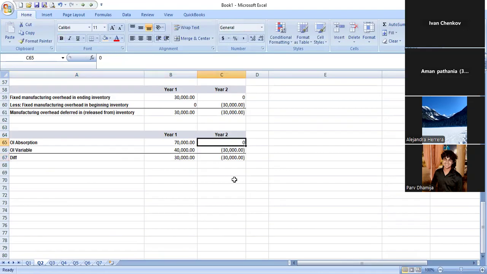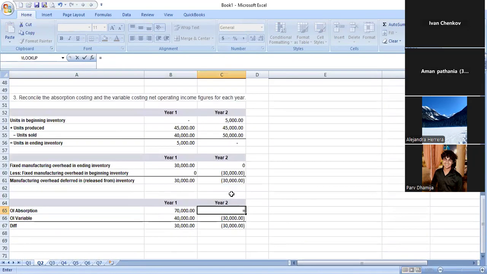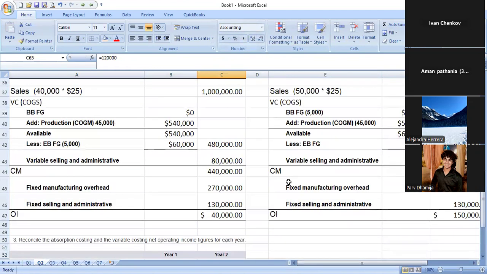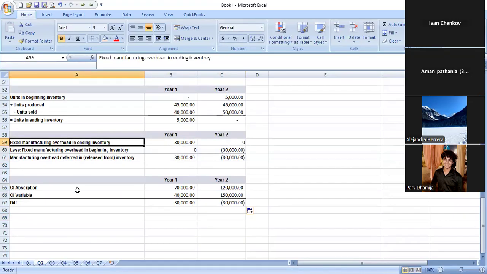But in the second year, the numbers change. Now absorption gives you 120,000, whereas the variable is going to give you 150,000. So in the second case, the difference is 30,000, which comes from the inventory, the fixed overhead which is held in the inventory. Make sense? Yes.